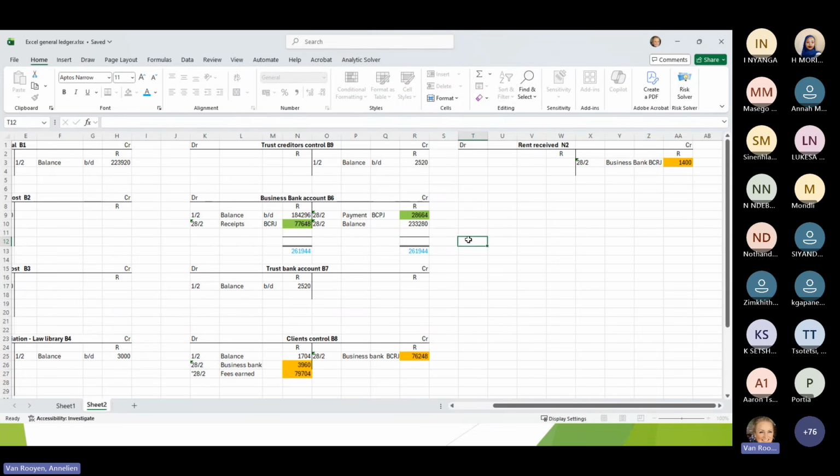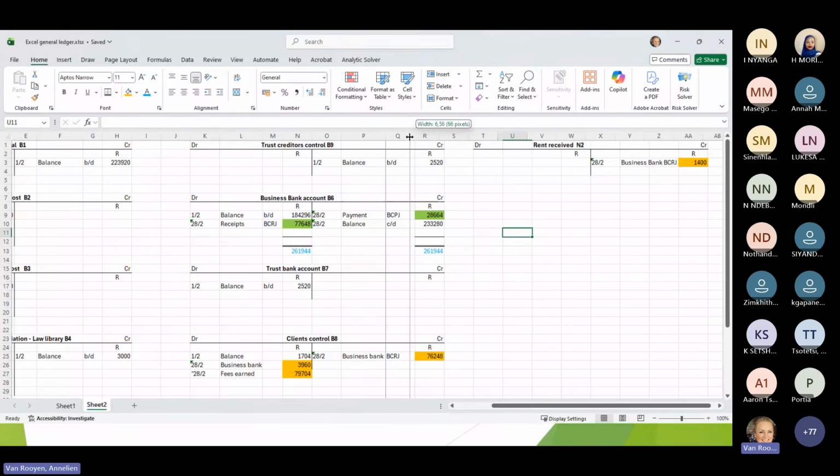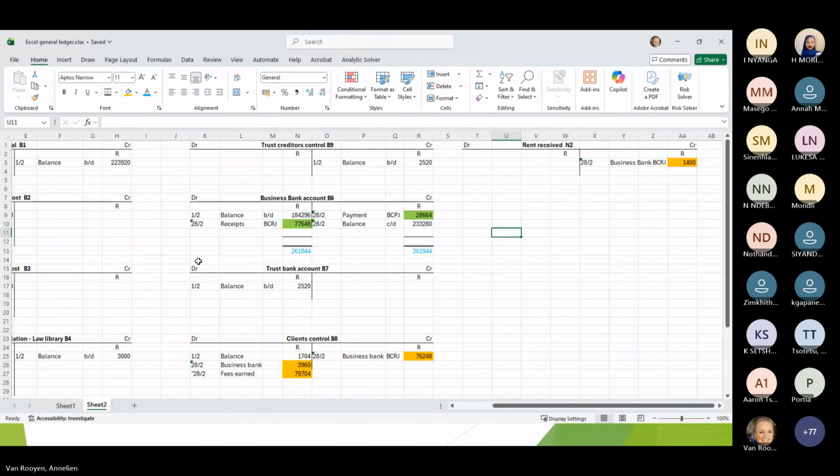Now, how do we calculate this? You take the total, the largest side, minus what you have there, and that is your balancing figure. That is the balance carried down. Carried down. Please stop me if you don't understand. And then on the 1st of March, you will have a balance, again, brought down.